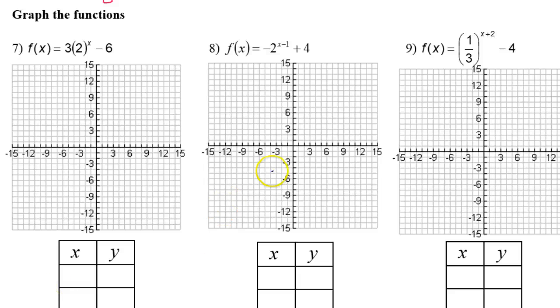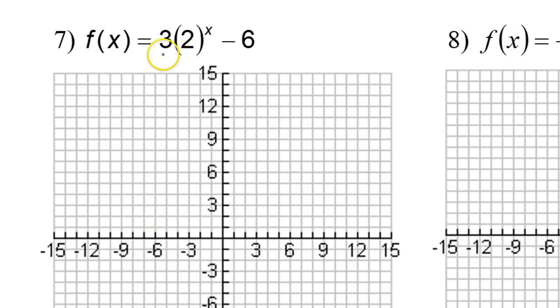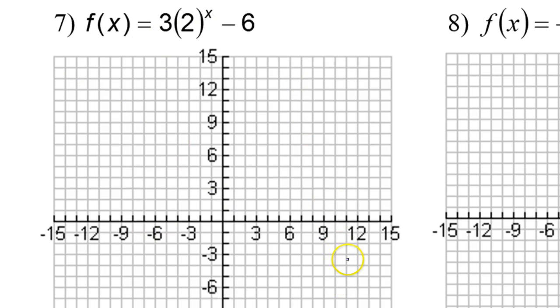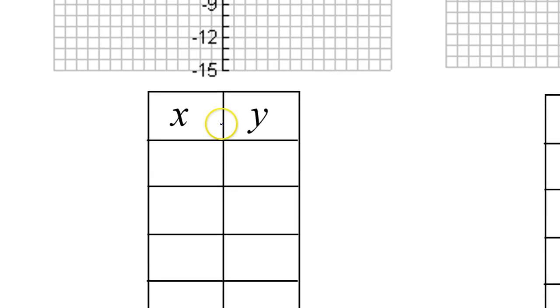In this video, we will learn how to graph exponential functions such as these without using a scientific calculator. Alright, we'll start with number 7, 3 times 2 to the x power minus 6. Now I've got my table down here. Maybe I better write this down. So this is going to be 3 times 2 to the x power minus 6. Alright, that's how we will get our y values.